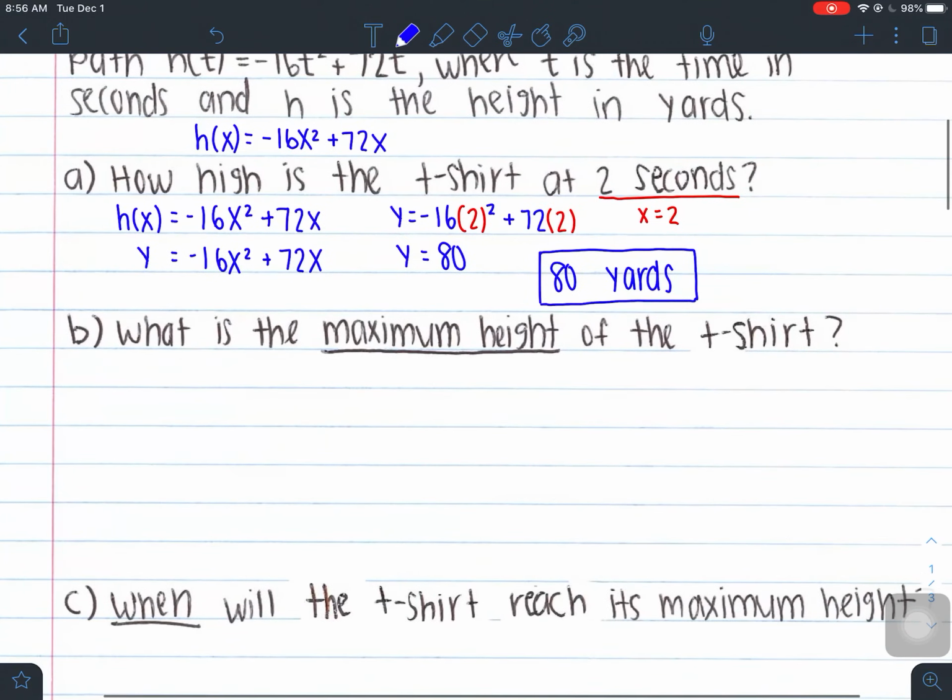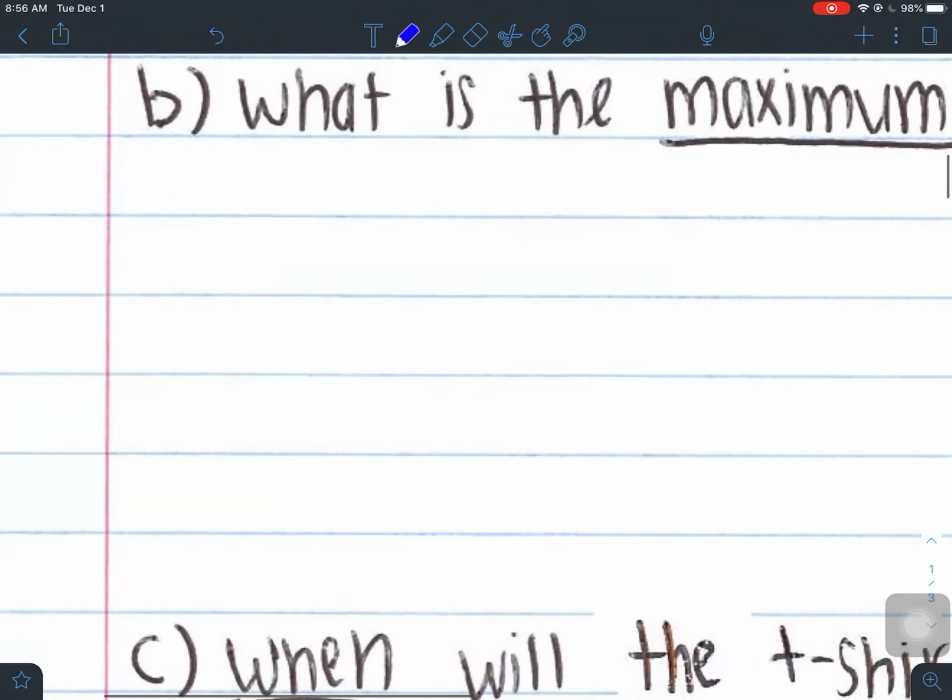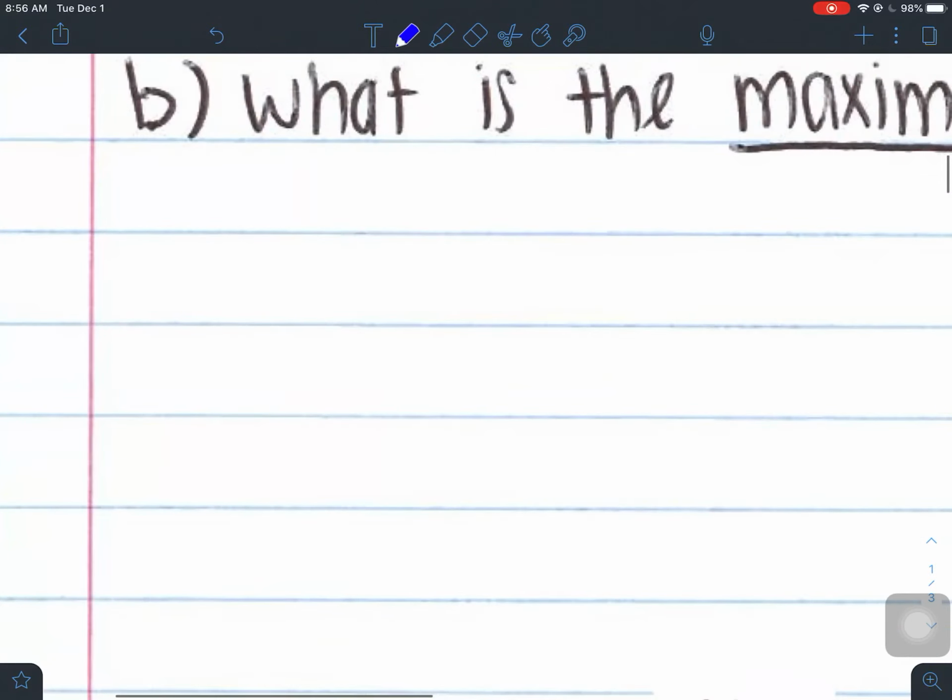We are asked to find the maximum height of the T-shirt. So here's where we're going to use our calculator to help us. I'm going to write the steps for you, and then we will actually do it in the calculator. Finding the maximum height is very similar to finding an x-intercept using the graph. So the first step is you're going to graph it. You're going to hit the graph button so you can see your graph. The next thing you're going to do is second trace.